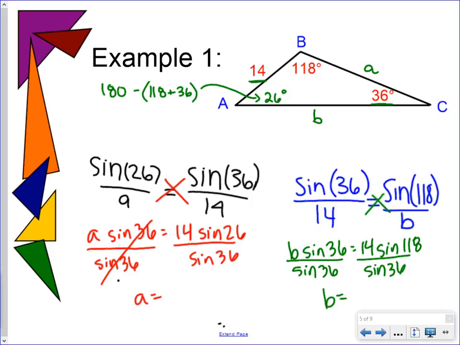Does anybody have either one of those decimals? Lucy, what'd you get for those? For A, I got 10.44. Can anybody verify that? Okay, and then B? 21.03. Okay, so that's a matter of typing that into your calculator and making sure that you're getting the correct answers. Okay? So that's basically set up for law of sines.